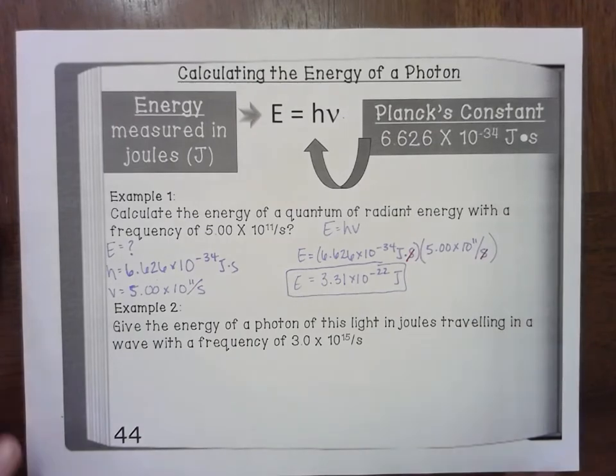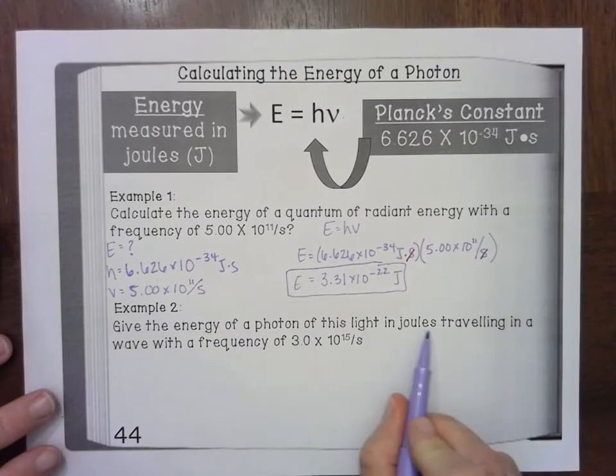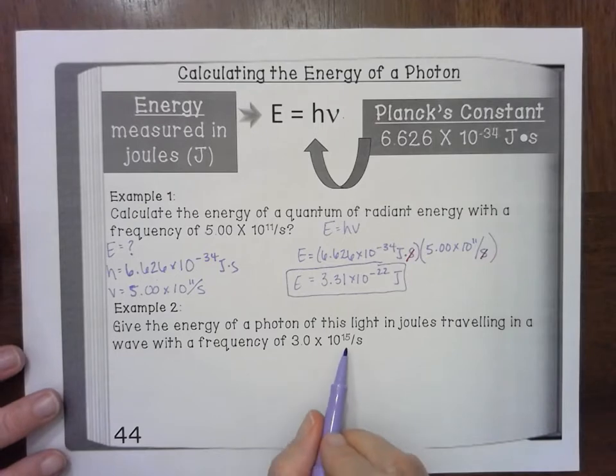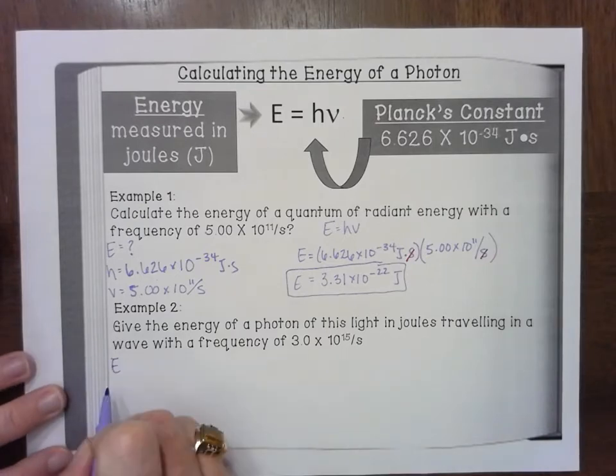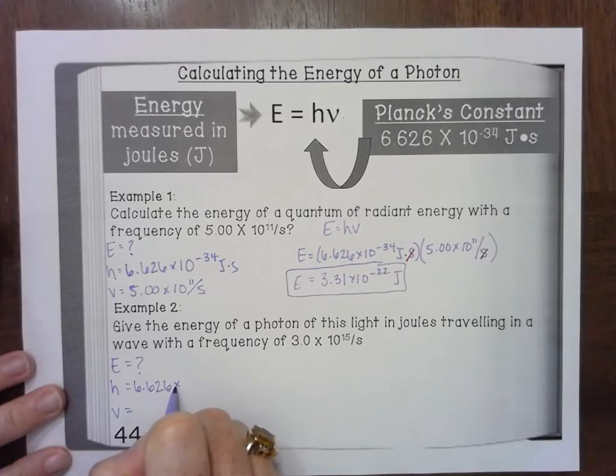Example number 2 is very similar. It says give the energy of a photon of this light in joules traveling in a wave with a frequency of 3.0 times 10 to the 15 cycles per second. So I'm going to take those three variables again and list them off to the side. It says give the energy, so I'm calculating energy. I always have Planck's constant. It is a given. I'm never going to solve for it. So I'm just going to write that in my variable list. And my frequency is 3.0 times 10 to the 15 cycles per second.